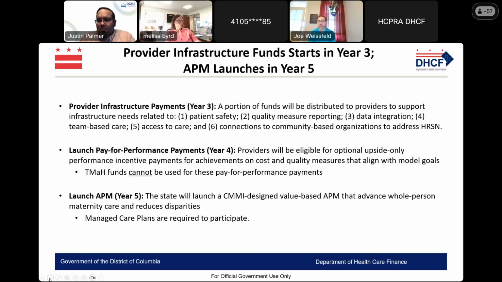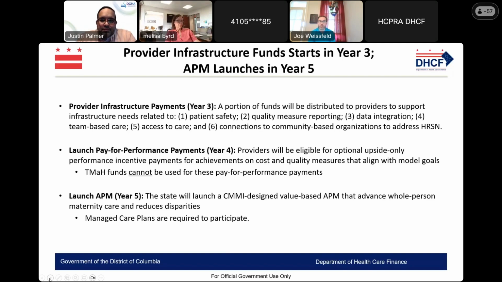And then the last item here is on the move to an alternative payment model. I mentioned before this would be a CMMI designed value-based APM. We again don't know what that is yet, but based on the trajectory, we have to assume that much of the care delivery infrastructure will be reflected in some capacity in that model. And the important thing I wanted to flag here is for managed care state DC, the managed care plans are required to participate in that APM.